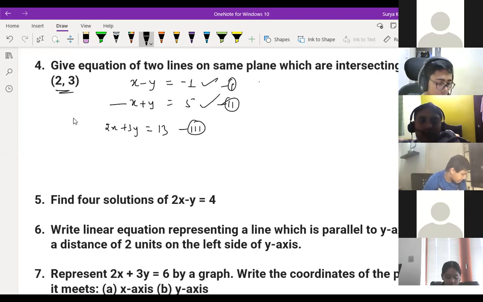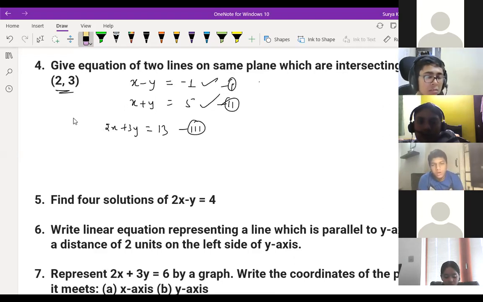If you take any 2 graphs, children, you'll get the answer as (2, 3) only. It intersects at (2, 3). Understood? Ashini, tell me fast. And if you're not understanding, you can also tell me. Not yet, sir. Not getting.